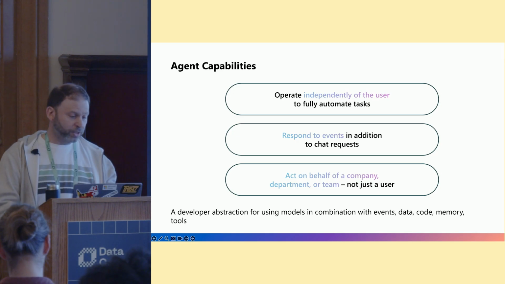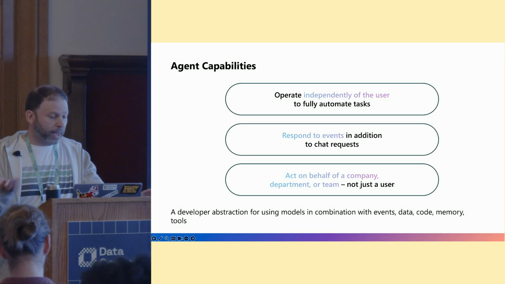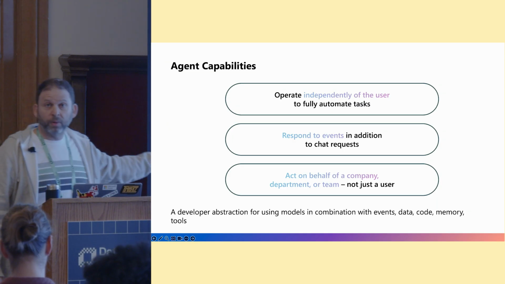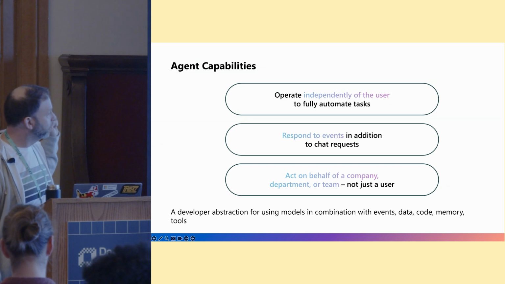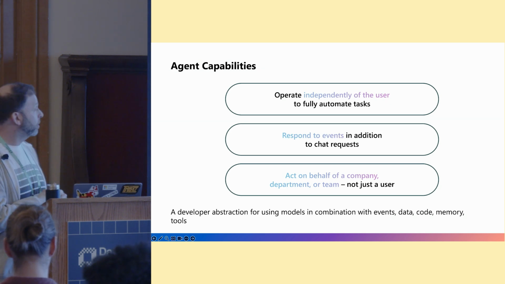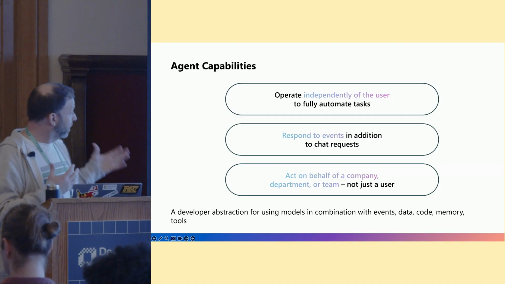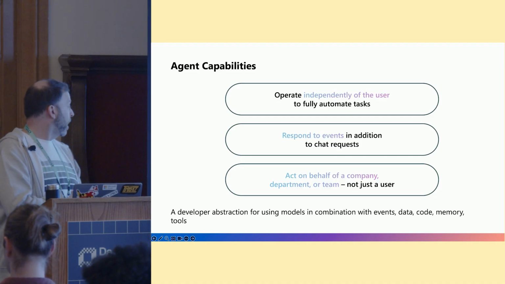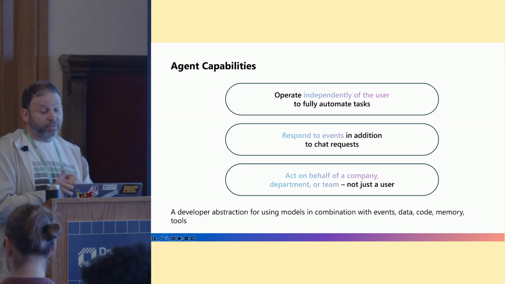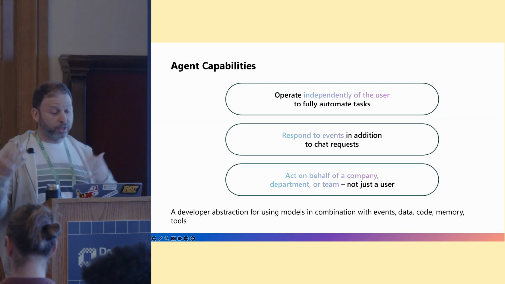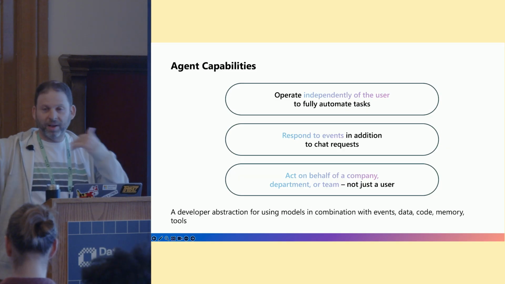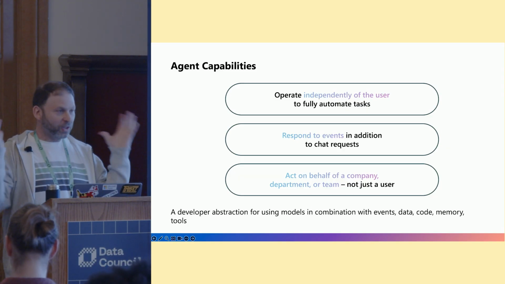There's a little bit more about agents specifically. Again, agents should operate independently. They should respond to events or inputs. And really, most agentic tooling today makes this assumption: an agent is really just a piece of self-contained code, most typically, that is a developer abstraction for using models in combination with events, data, code, memory, runtime, operations, and computing. You get the picture.